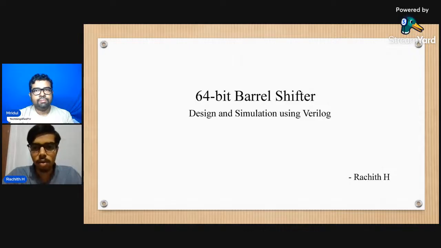So in this session, I'll walk you through the digital circuit 64-bit barrel shifter. It's digital design and simulation using Verilog HDL.